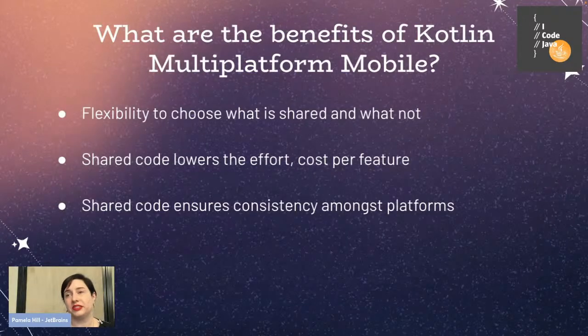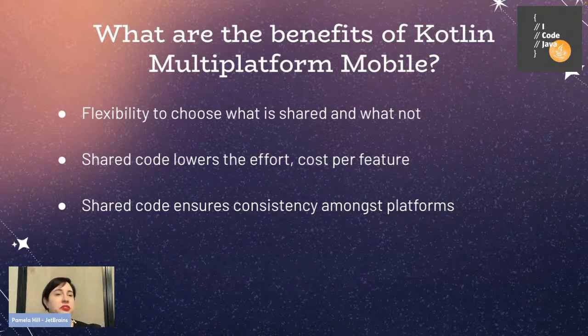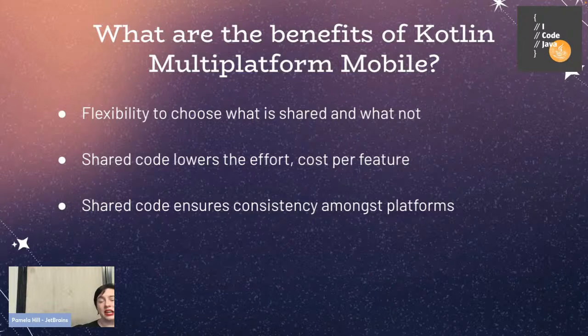Okay, so what are the benefits of multi-platform mobile? Firstly, it's about flexibility, to choose what is shared and what is not shared. If you just want to share that important algorithm and take things from there, you can. Secondly, it lowers the cost of the effort, and it's basically about effort and cost per feature. If your team doesn't have to duplicate the effort on iOS and Android to ensure that it works correctly on both platforms, this is going to drive down your development costs and your testing costs as well.